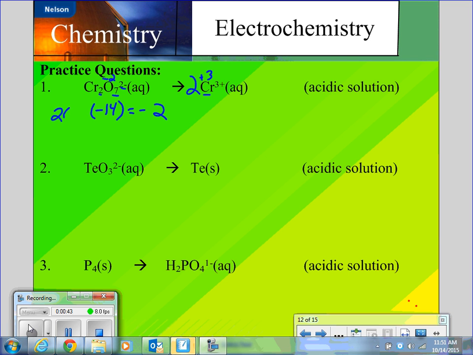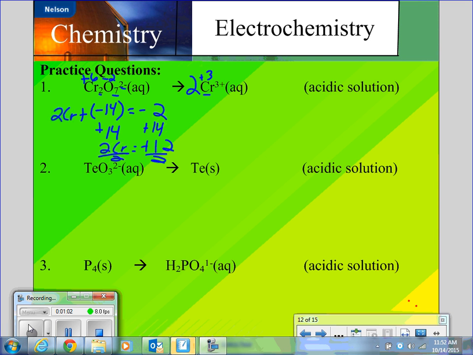I've got 2 chromiums, so 2 Cr plus -14 equals -2. Add 14 to both sides, and we get 2 Cr equals +12. Divide by 2, that gives me +6 for the chromium oxidation number. So we've got our oxidation numbers.